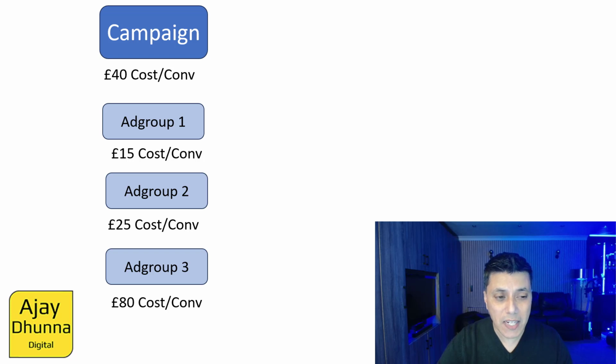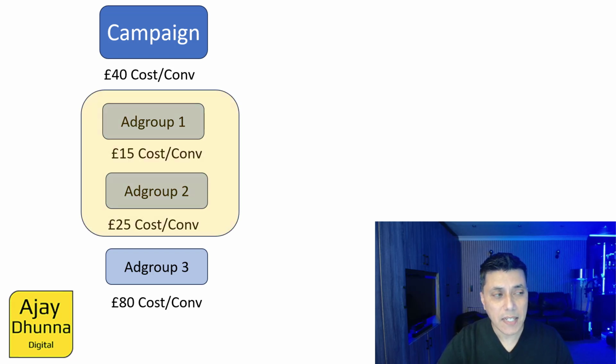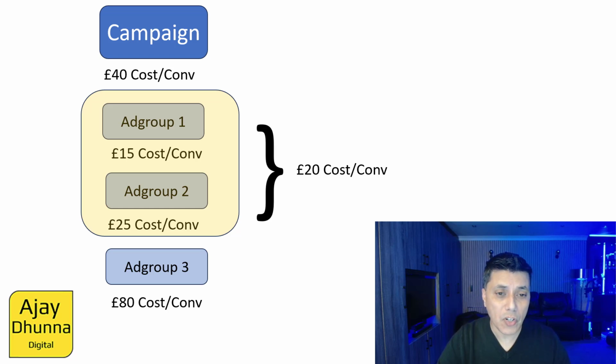Clearly, by looking at this, what you can extract is that you've got 2 ad groups which are performing relatively well, at £15 and £25 per conversion, which means a cost per conversion of £20. But then it's the third ad group, ad group 3, which is converting at £80 per conversion. So the question is, what do you do about that ad group? The answer is, you can optimize it, and that's the first thing you want to do.